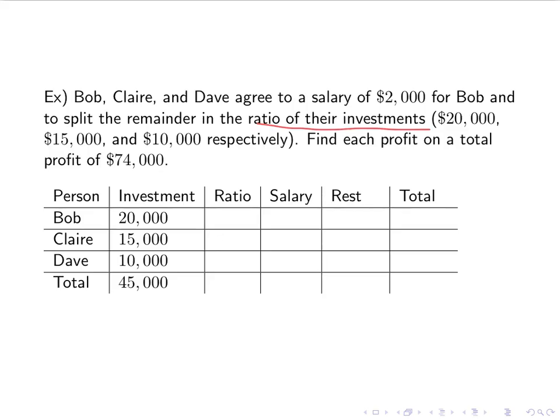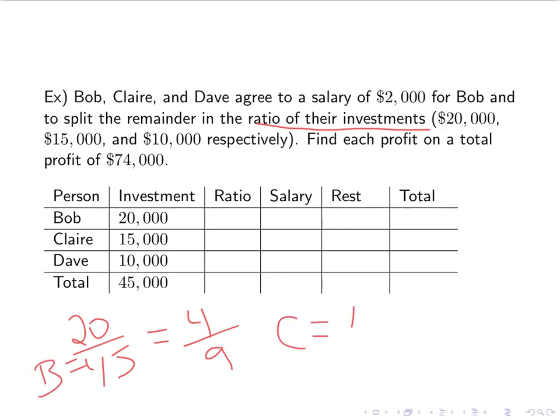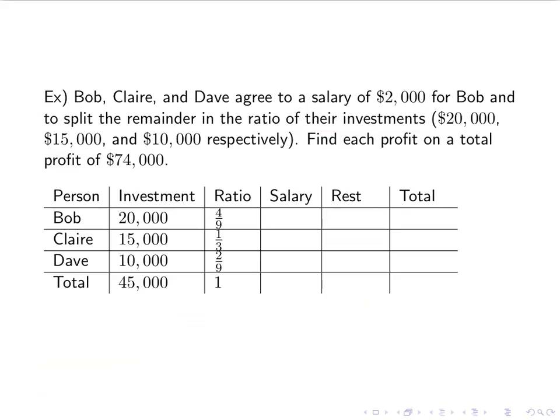So again, Bob's ratio is going to be 20,000 divided by 45,000, or 20 over 45, if I cancel all the zeros. I can cancel a 5, and I get 4/9, and that's for Bob. For Claire, again, I'm going to cancel the zeros. We're left with 15 over 45. Cancel a 15, and you get 1/3. And then do the same thing for Dave. 10 over 45, cancel the 5s, and we're going to have 4/9 for Bob, 1/3 for Claire, 2/9 for Dave.